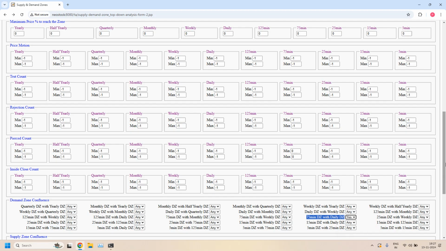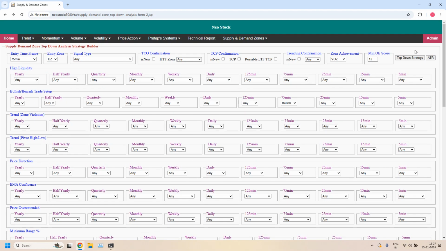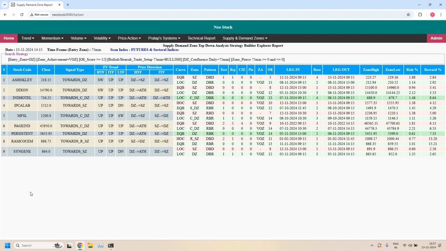The filter is enabled. With this filter, we got all the 9 stocks. In all these 9, the 75 minutes demand zone is part of the daily demand zone. The 75 minutes trend is up. Let us verify, not 75 minutes, daily trend, because ITF is daily. 75 minutes zone is part of the daily zone.